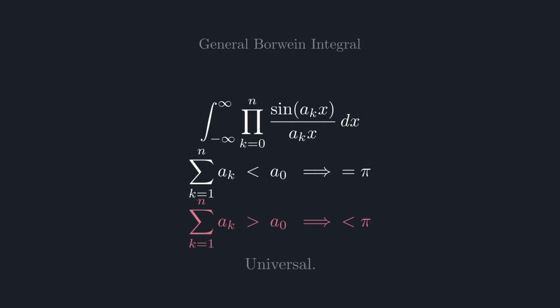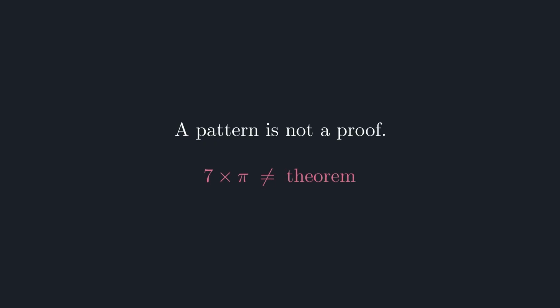The pattern is universal. What makes this result extraordinary is not the break itself, it is the seduction. 7 consecutive equalities create a psychological certainty. You stop checking. You assume the pattern holds forever. But mathematics does not care about your assumptions. A pattern is not a proof. 7 instances of pi is not a theorem.